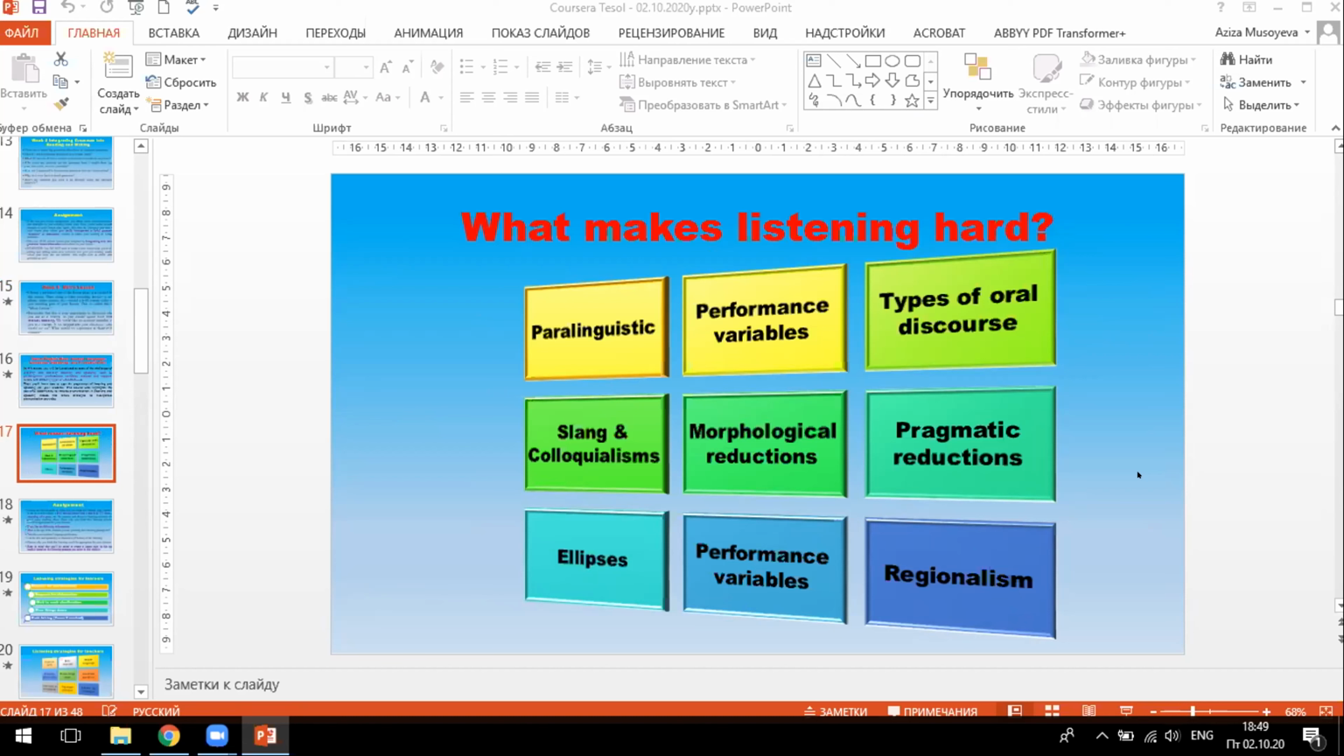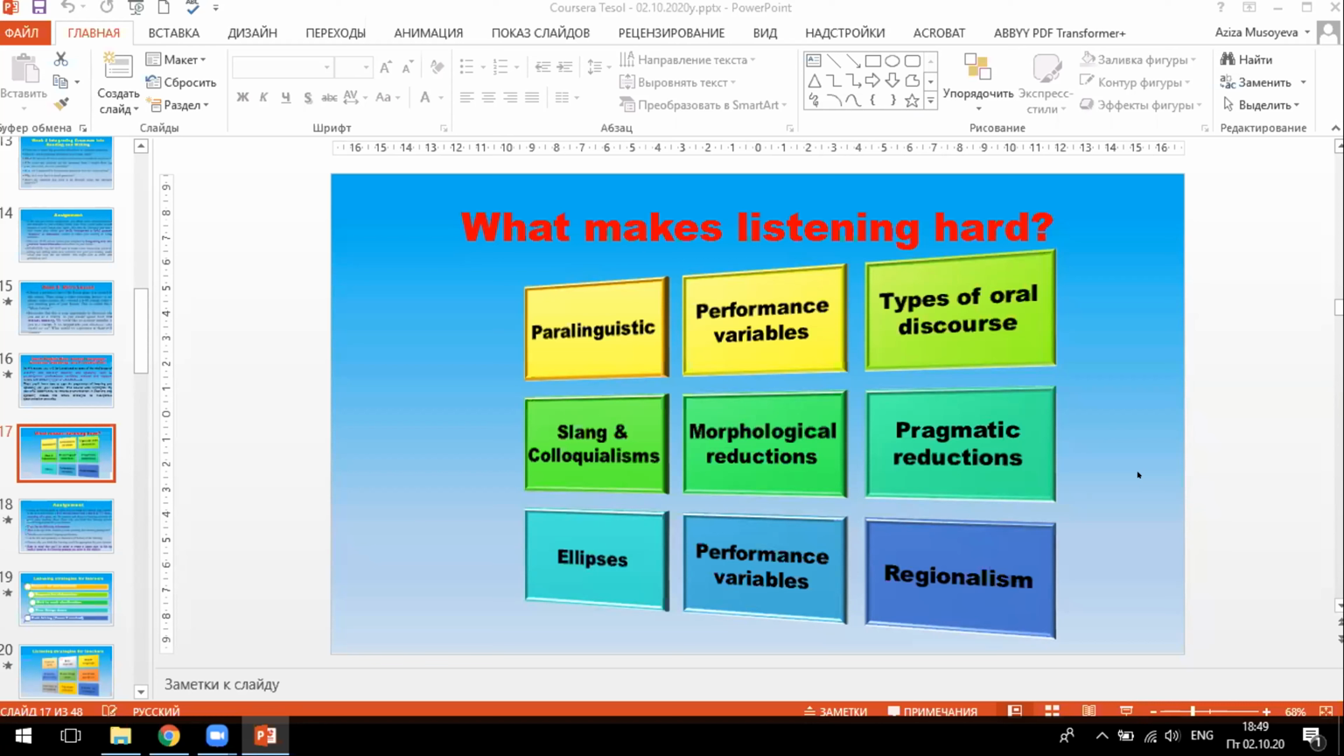And types of oral discourse means, for example, is it a monologue, where the person is just talking by himself or herself, or is it a presentation, a lecture, a dialogue? So we need to also know about types of oral discourse that are making our listening very hard. And slang and colloquialism, also a very important thing here. They can use different slang, or different kinds of idioms, that make our listening very hard.